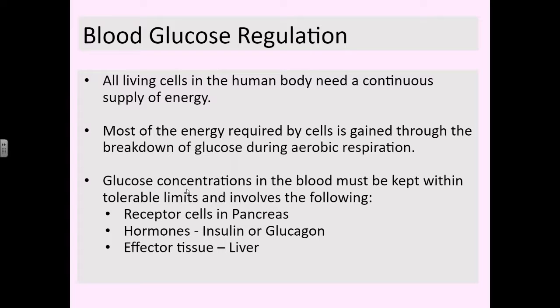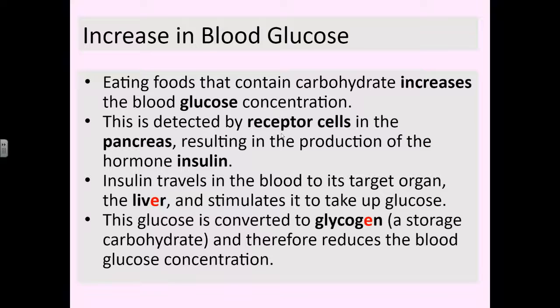So we have receptor cells in the pancreas, we have the hormones insulin and glucagon, and we have the effector tissue, which is the liver. So we talked before about motor cells having effectors, and the liver is the effector. So here we go. Eating food, your body will break the carbohydrates down into glucose. Glucose is needed for respiration. You need a constant supply, but too much glucose in your blood makes you prone to infections. And if you use all your glucose up, you don't have any glucose 10 minutes later. So you need to sometimes store it.